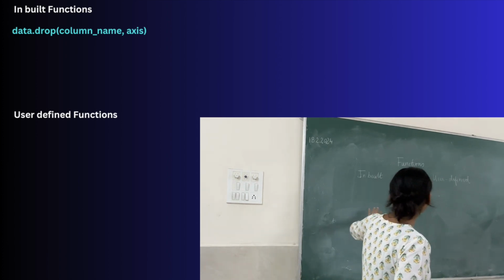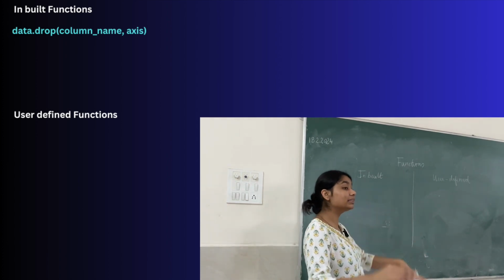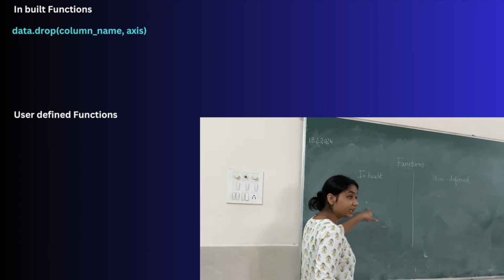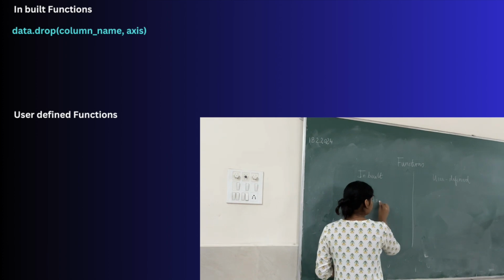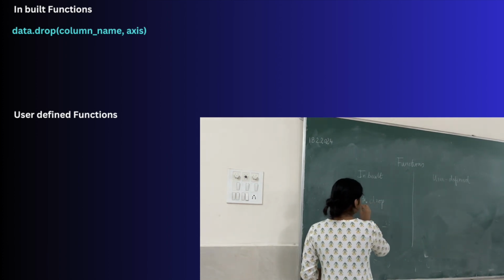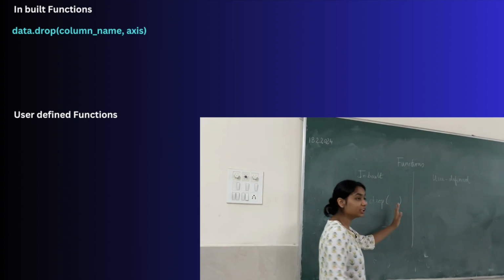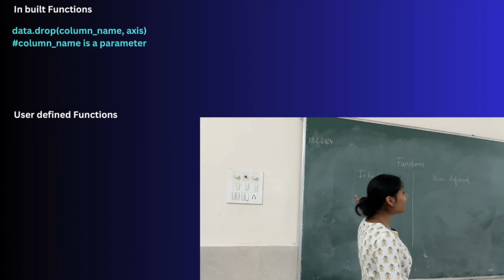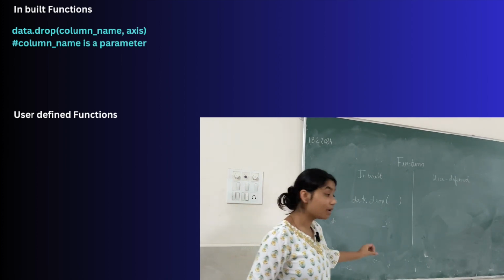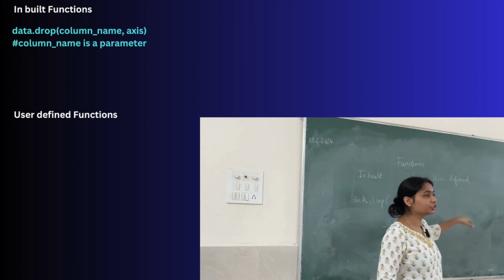So there are two types of functions. One is inbuilt functions that someone else has already written. You're just using the dot operator and calling the function. For example, my variable name is data, so data dot drop and then in brackets whatever the parameters are. These are inbuilt functions that someone else has already written and you're just using them. But you can also define functions on your own.